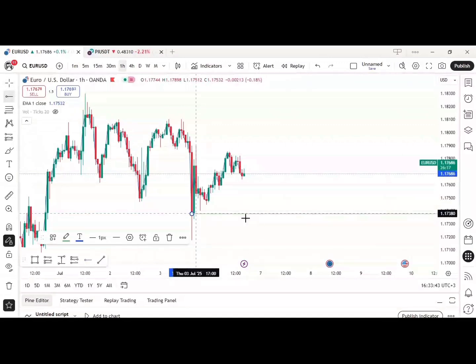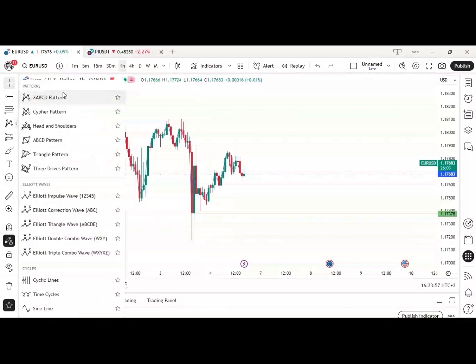There is so much here. You have patterns. There are people who trade patterns. I don't use them, so don't expect me to teach you these. You will have to do your own research if you want to trade the head and shoulders, and then come and use it on TradingView. But for drawing tools, that are here.